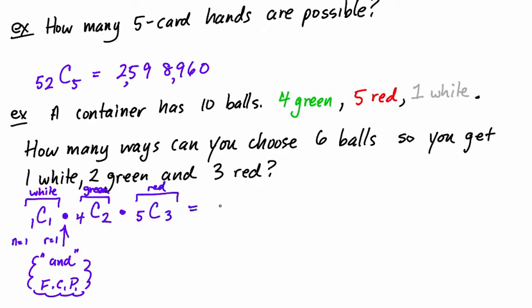So I get a total of 1 way to do the white balls and 6 ways to do the green balls and 10 ways to do the red balls, means that there's 60 ways. So we'll definitely be using combinations and fundamental counting principles with some of these harder questions.